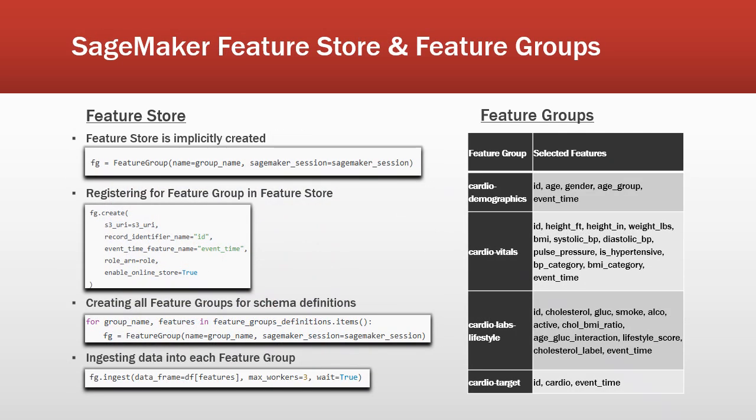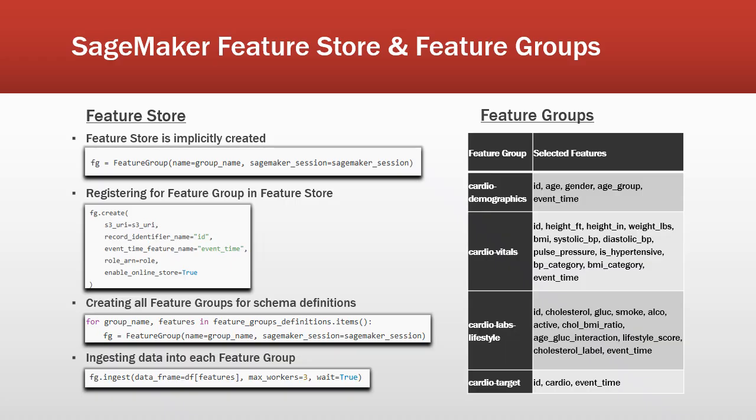Thank you, Prema. In this slide, we're showing the process of creating SageMaker Feature Store and organizing our data set into feature groups. First, the feature group object is initialized. This implicitly provisions the underlying feature store service. Next, we register each feature group using fg.create, specifying the schema, record ID, and event timestamp for tracking updates.